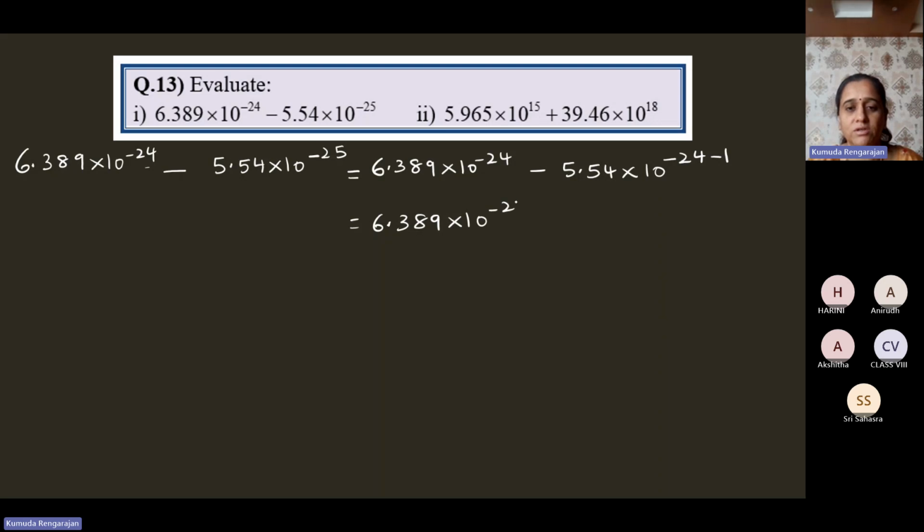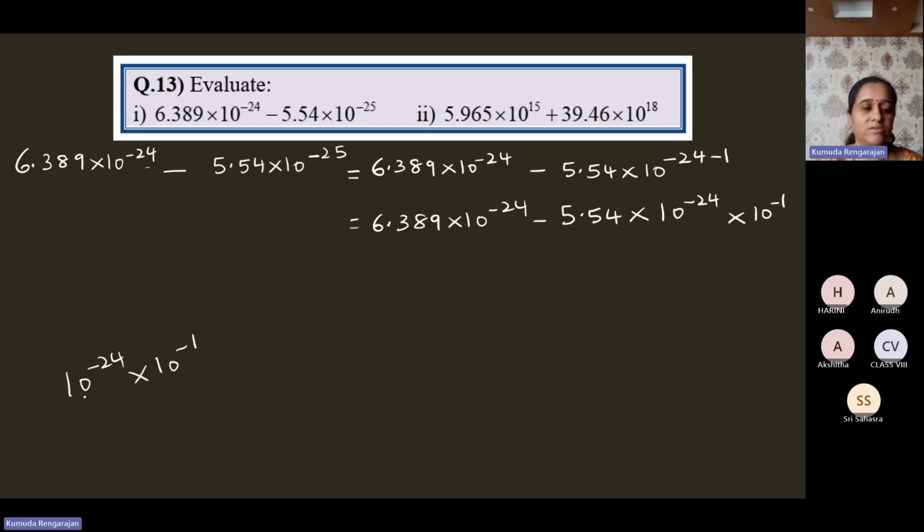See, no change. Everything as it is. 10 to the power minus 24 minus 1 should be written as 10 to the power minus 24 into 10 to the power minus 1. See, when you have this 10 to the power minus 24 into 10 to the power minus 1, how will you work this? Bases are same, it's multiplication, so you'll add the powers. So it'll be 10 to the power minus 24 plus minus 1. So minus 1. Okay. So that's the second step.